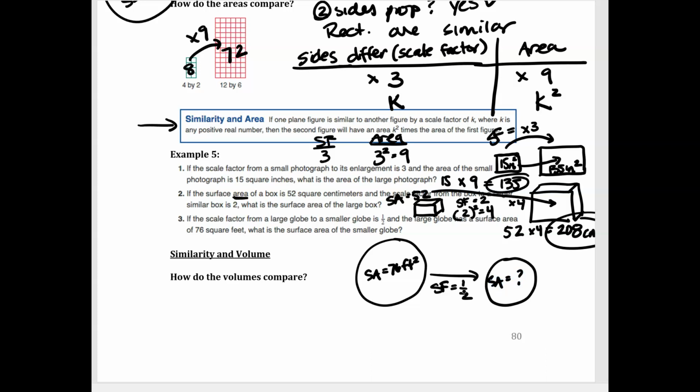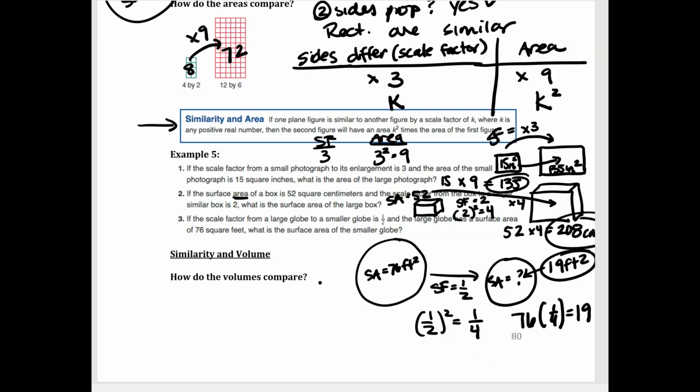So if the scale factor is 1/2, we're going to square it. So 1/2 squared is 1/2 times 1/2, or 1/4. So it means the surface area is going to be 1/4 as big. So we're going to take 76 times 1/4, and that's going to give us 19. So the surface area on the smaller globe is going to be 19 square feet.